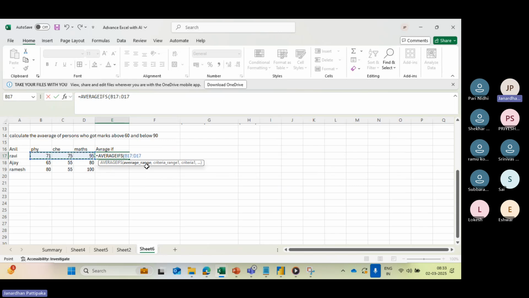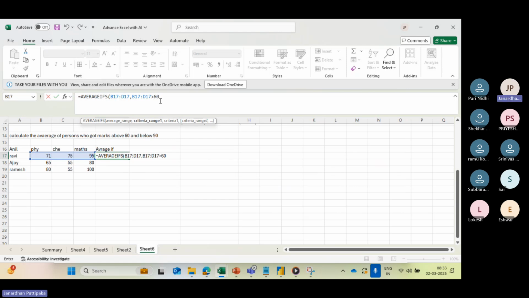After taking the range, you need to type a comma. Now it is asking for the criteria range. You can select both the criteria here. After the average range, you need to give a comma, and it is asking to select the criteria range. Now, in the criteria, you need to mention what the criteria is. First criteria: the average of the person who got marks above 60. So you mention greater than 60.